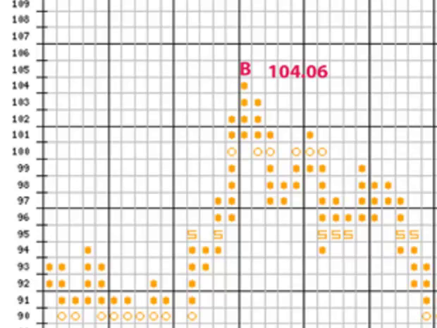AMT then rallied to point B. On a rally, as soon as the stock reaches a whole number, a dot can be placed in the associated box. At point B, AMT had rallied to $104.06. This allows placement of a dot in the $104 box. AMT reacted off point B. Dots were placed in the column directly to the right of point B.